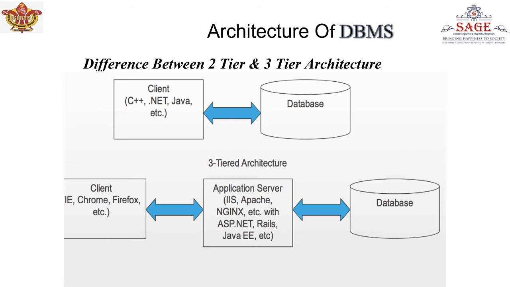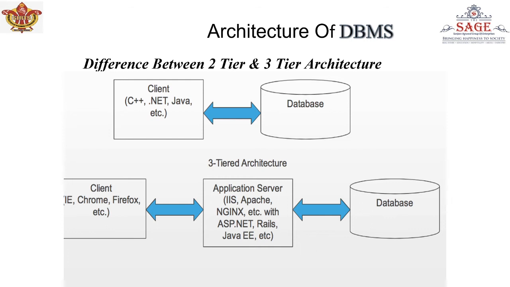Second difference: in two-tier, the logic is in the interface on the client, or within the database on the server, or both, as we can see in this diagram. On the other side, in three-tier, it resides in the middle tier. It is separated from the data and the user interface, as we can see in this diagram.